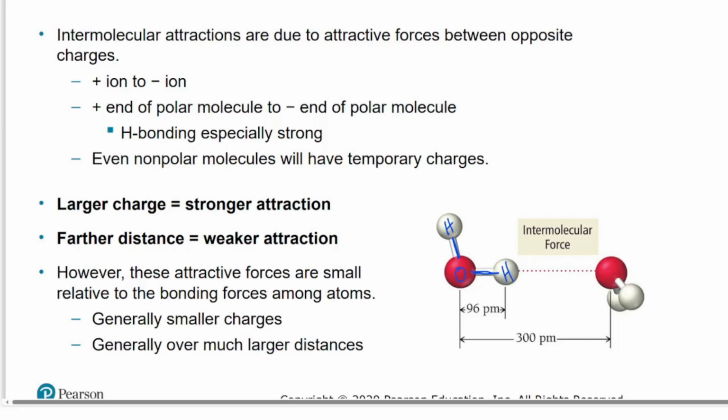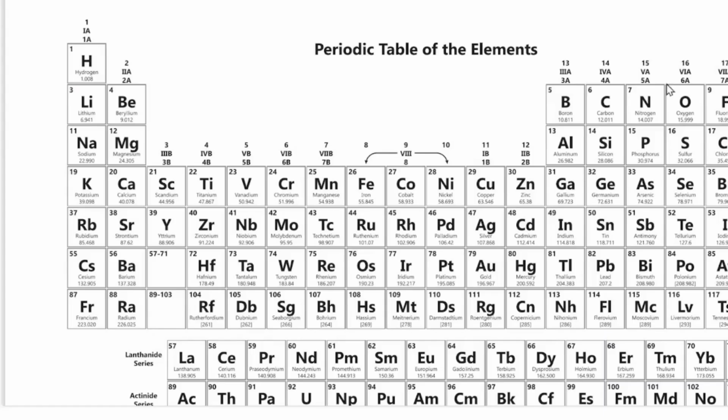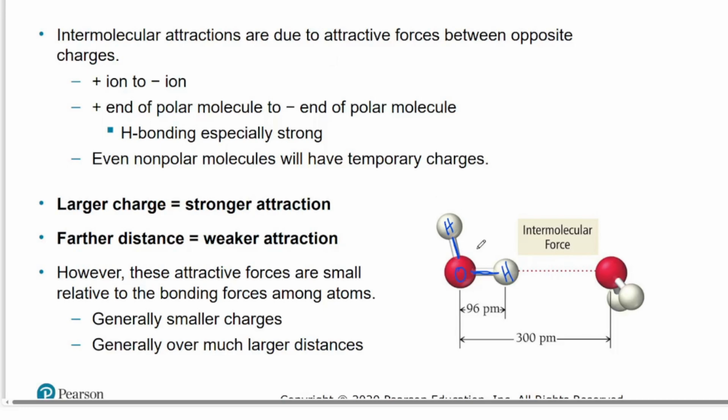Now, we're going to talk more about this later, but water is unique in that oxygen is the second most electronegative element on the periodic table. So you see here oxygen right next to fluorine. And because oxygen is so electronegative, it's going to withdraw electron density from the hydrogens, drawing electron density toward itself. That's going to leave the oxygen with a partial negative and the hydrogens with partial positives.